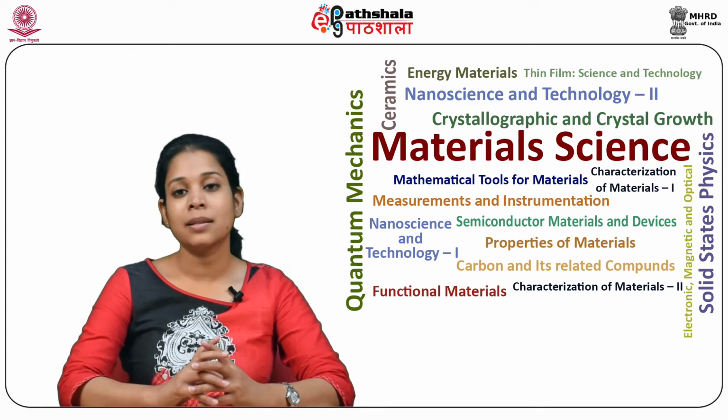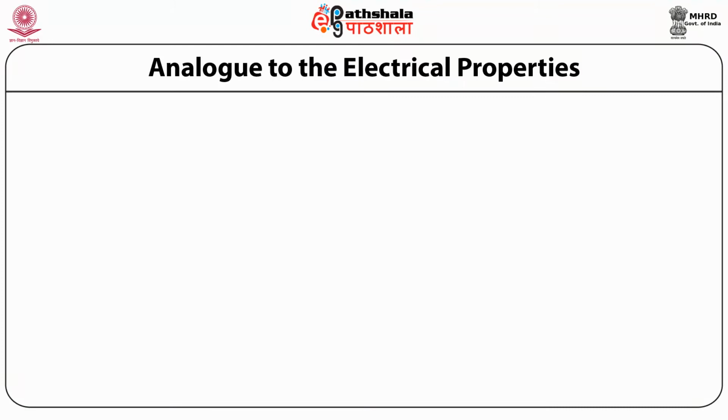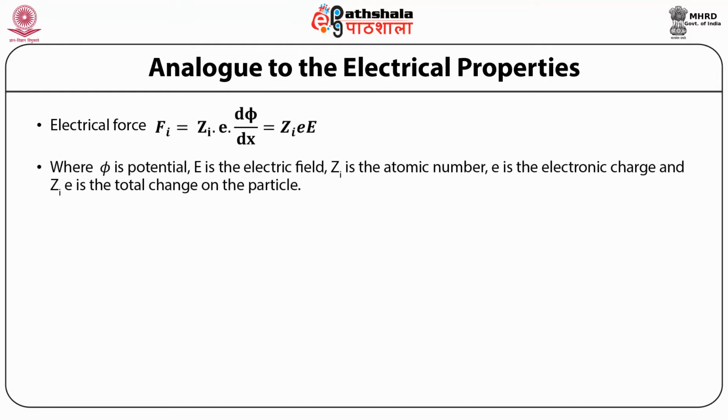Students, let us discuss the electrical conduction in ceramics in detail now. Let us talk about the analogy to the electrical properties. As you all know, the electrical force is given as Fi = Zi e dφ/dx, which is equal to Zi e E, where φ is the potential, E is the electric field, Zi is the atomic number and e is the electronic charge. So Zi e is the total charge on the particle.